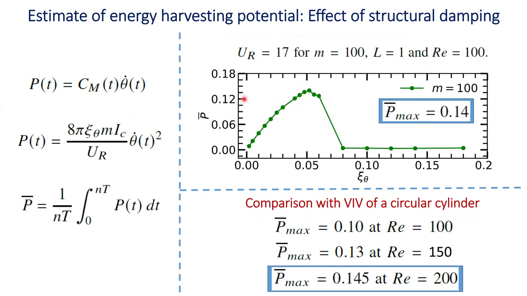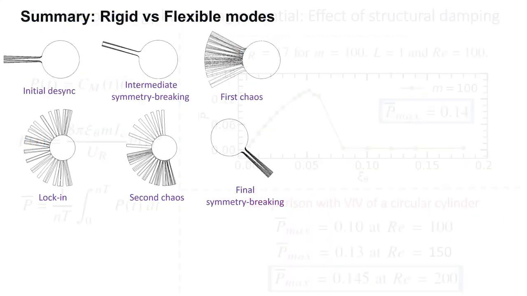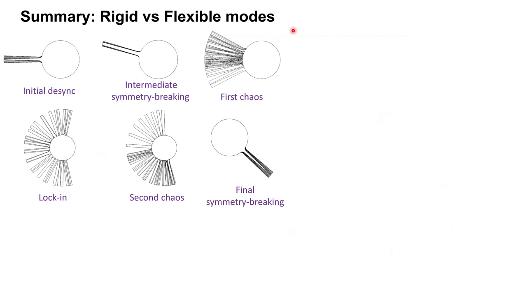So this problem is very rich in its FIV regimes and nonlinear dynamics, which we have explained with the help of a theoretical model and stationary body simulations. Now, finally, these are the regimes we get. If we plot pictorially, this is initial desync, this is symmetry breaking, this is first chaos, this is locking. So this is actual data gotten from simulation. It is not a schematic. This is second chaos, and this is the final symmetry breaking.